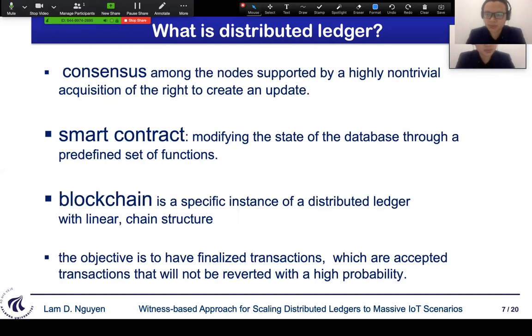When we talk about distributed ledger technology, of course, we need to talk about consensus. It means a node must acquire the right to create an update through a highly non-trivial process, and the smart contract will modify the state of the database through a predefined set of functions on the chain.